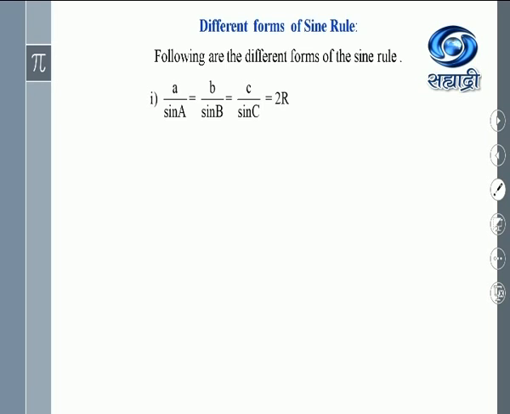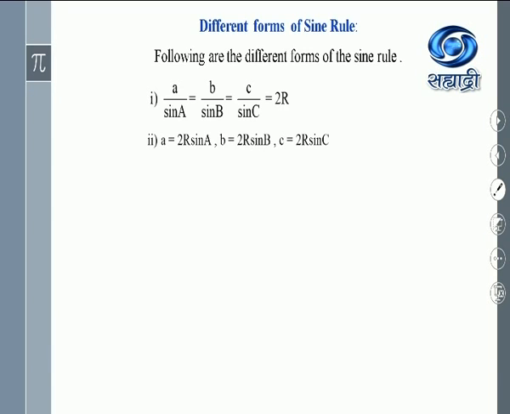And what is this 2R? This 2R is a constant. Why? Because R is the radius of the circumcircle that will be given to you, so we consider this as 2R. If you consider different circles, you have different radii, but this R is the circumradius of the circumcircle.